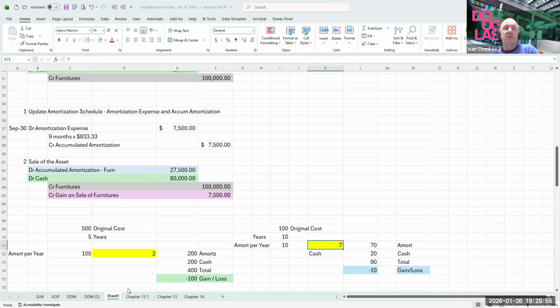Okay, I'm going to save this and I'm going to post it for you later. That will be sale of property, plant, and equipment.